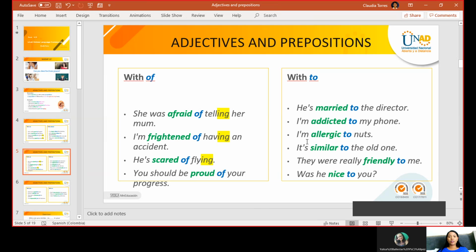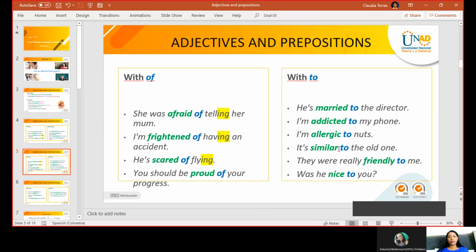Or look at the next one. I'm allergic to nuts. So every time I eat nuts, my relationship with nuts is difficult, right? Because if I eat nuts, I'm going to have an allergy. So allergic to. And then the next one, it's similar to the old one.